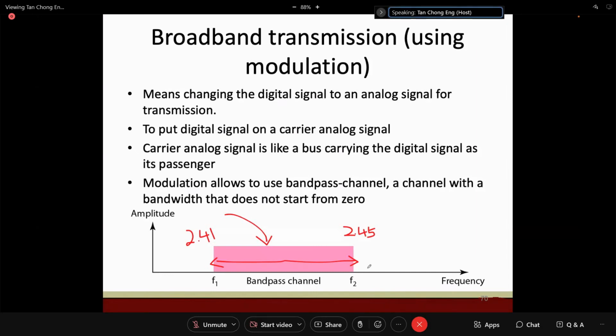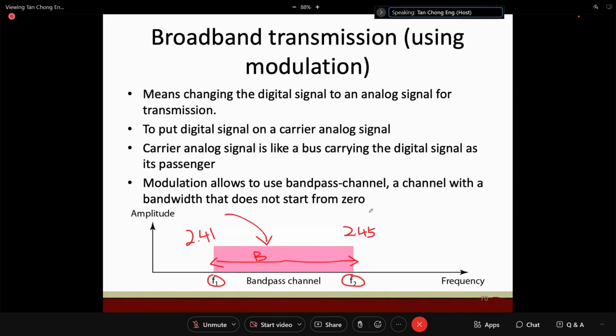And then the bandwidth is the width of this one. This is the bandwidth. Okay. How wide is the band itself from F1 to F2? So this one will define the bandwidth. What is the width of the band itself? Of course, the larger, the more bandwidth is being allocated. More bandwidth means what? Means faster data delivery. It can deliver more data in 1 second. Right? So this is broadband.